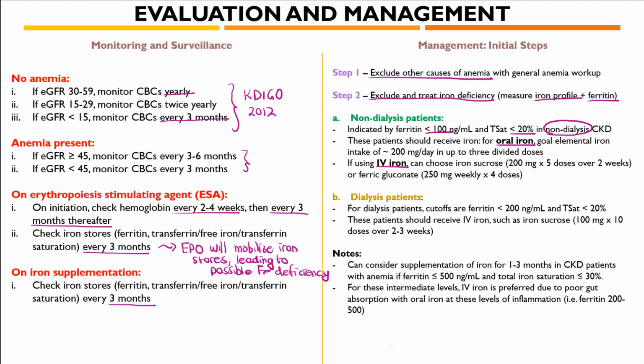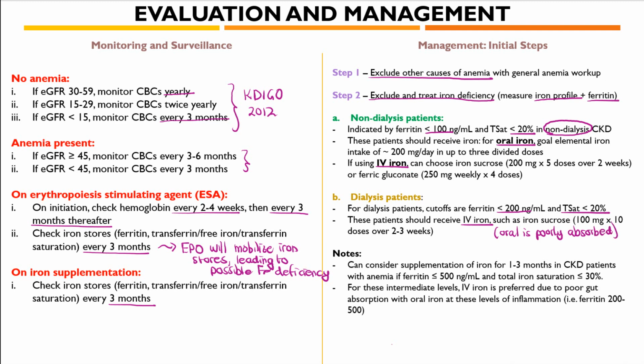For dialysis patients, the cutoff changes to a ferritin of 200 instead of 100 to classify true iron deficiency. These patients who are iron deficient should receive IV iron. Oral isn't recommended because iron absorption is significantly worse once you get to dialysis.